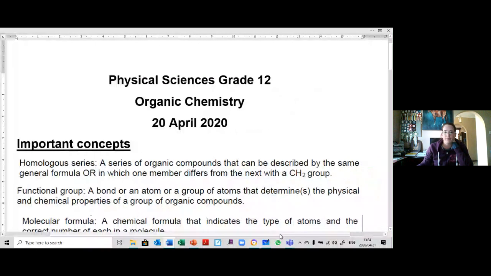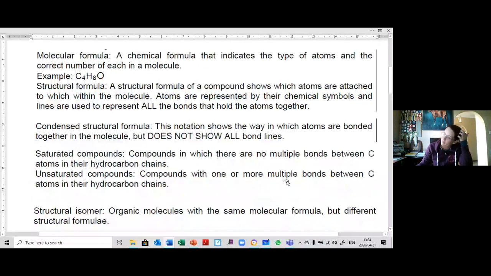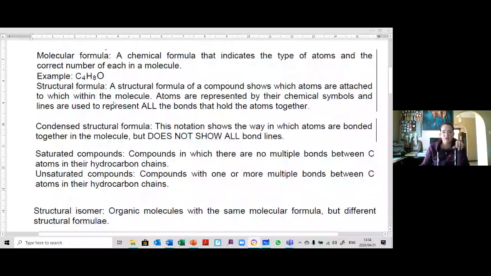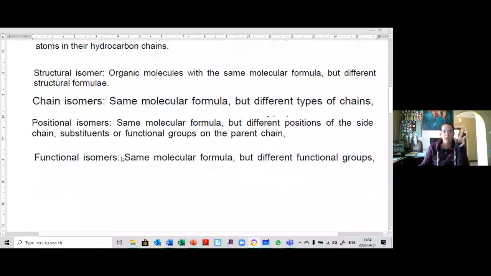Right. Okay. So in yesterday's important topics, I put a lot of the research or the exam guidelines in there for you. So you need to know the homologous series and the functional group. You need to know the differences between the two. Then there are the different types of formulas that you need to be able to write. And now we get to the isomers. We have 3 different types of isomers. They are all structural isomers because they all have the same molecular formula but a different structure. But each of these are special.